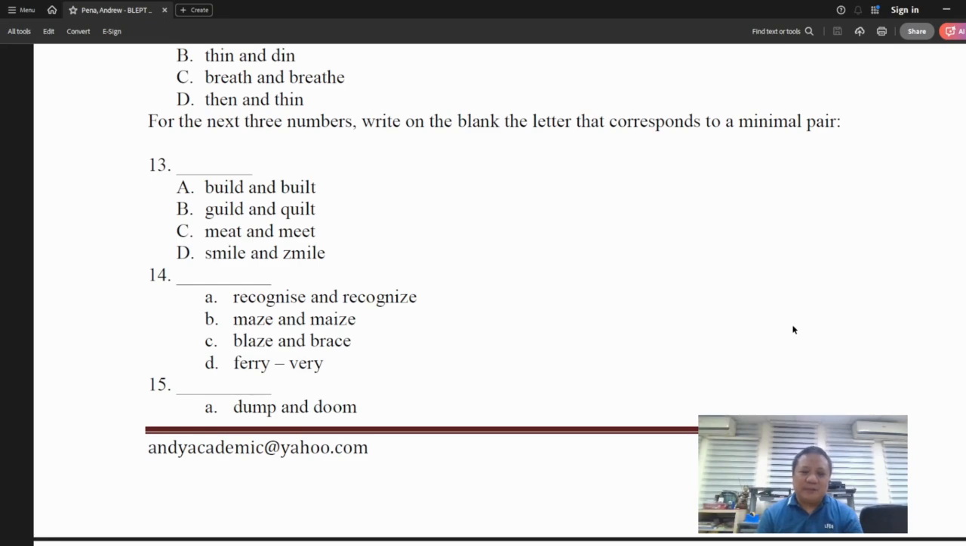Okay? For letter C, meet and meet, they're actually the same pronunciation. For B, gild and quilt, they differ in more than one place. But in A, build and built, they're different only in the place where you have the D and the T. So they are minimal pairs. So the answer is A, build and built.